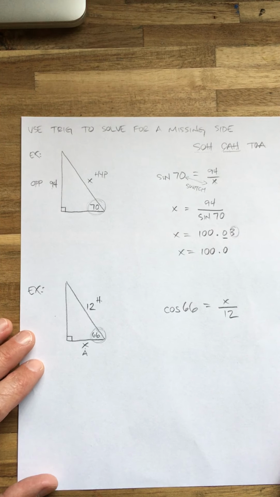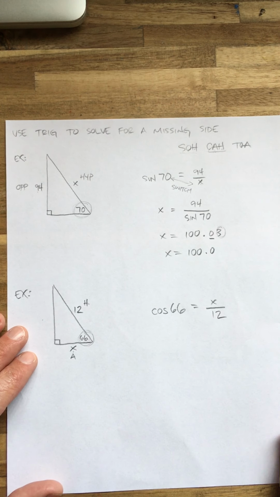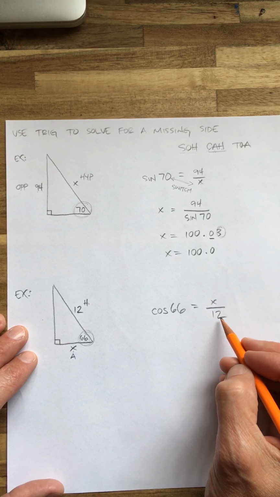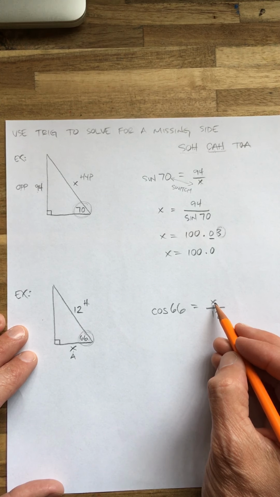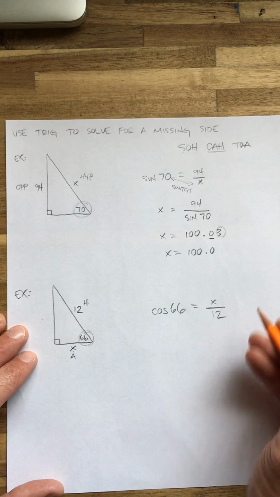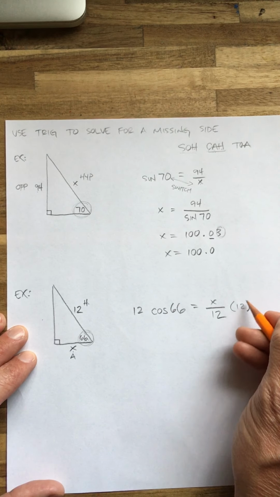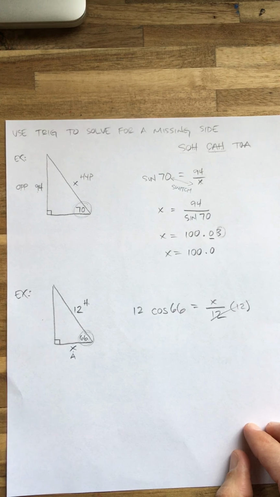Okay, so now take a look at what we have. We have x up in the numerator. That's where we want it, but it's divided by 12. So what do you need to do to get the x by itself? If it's being divided by 12, you have to multiply both sides by 12. They cancel.